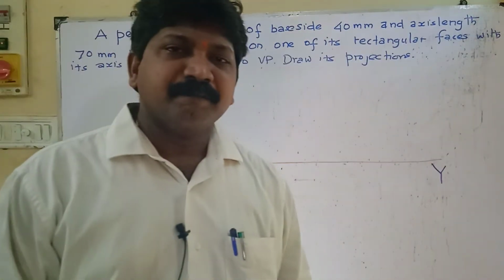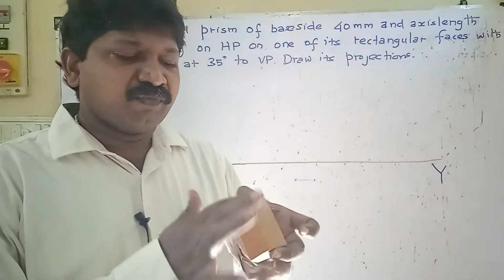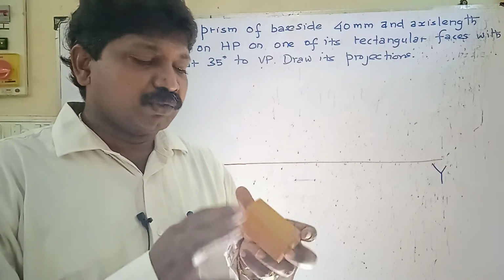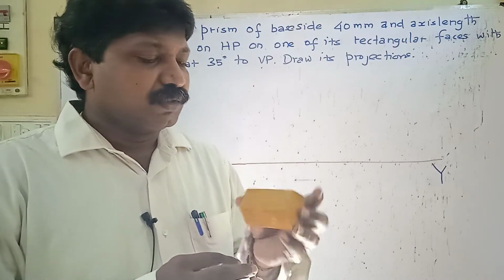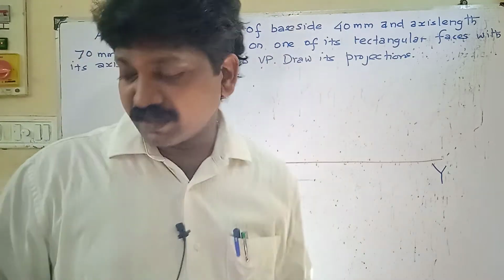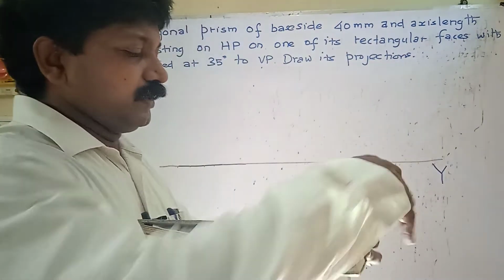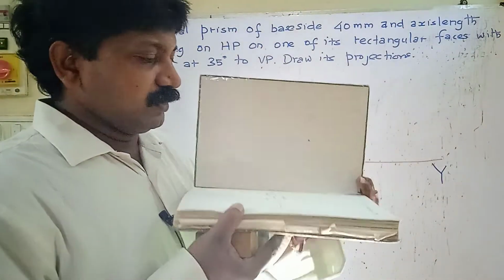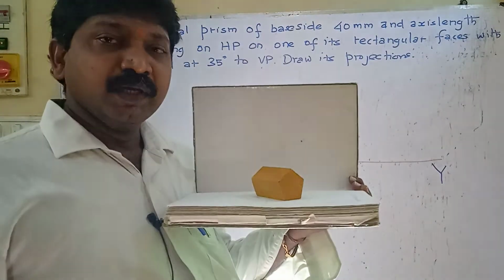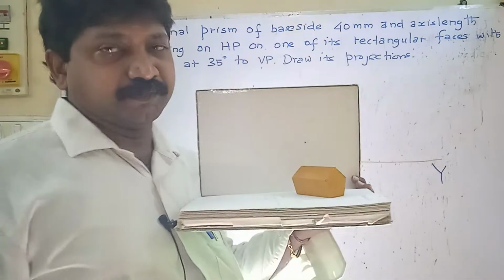Pentagonal prism having 5 rectangular faces, 5 long edges, 2 bases. One of the rectangular faces resting on HP. Consider this is your first quadrant, you are the observer. At the same time, the axis is inclined 35 degree to VP.